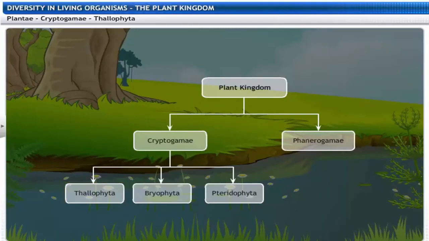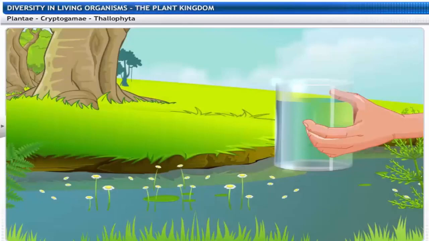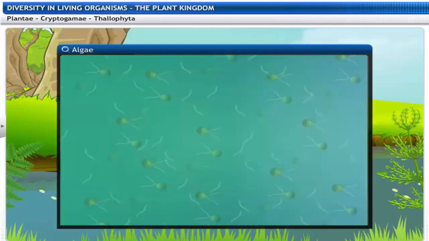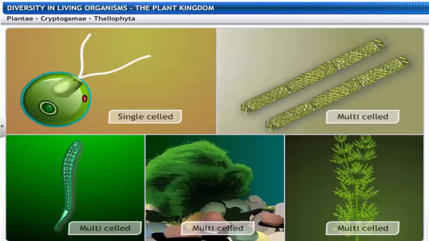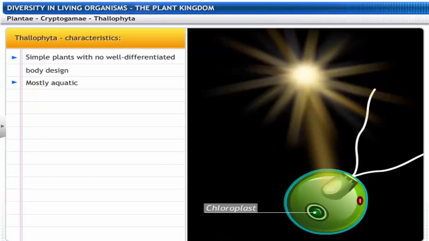Thallophyta are the simplest of plants that do not have a well-differentiated body design. They are mostly aquatic. Do you see something floating in that glass of water? That's algae. As you can see, algae do not have leaves, stems, or roots. Algae can be single as well as multi-celled organisms. They are autotrophic in nutrition. Algae belong to the group Thallophyta.